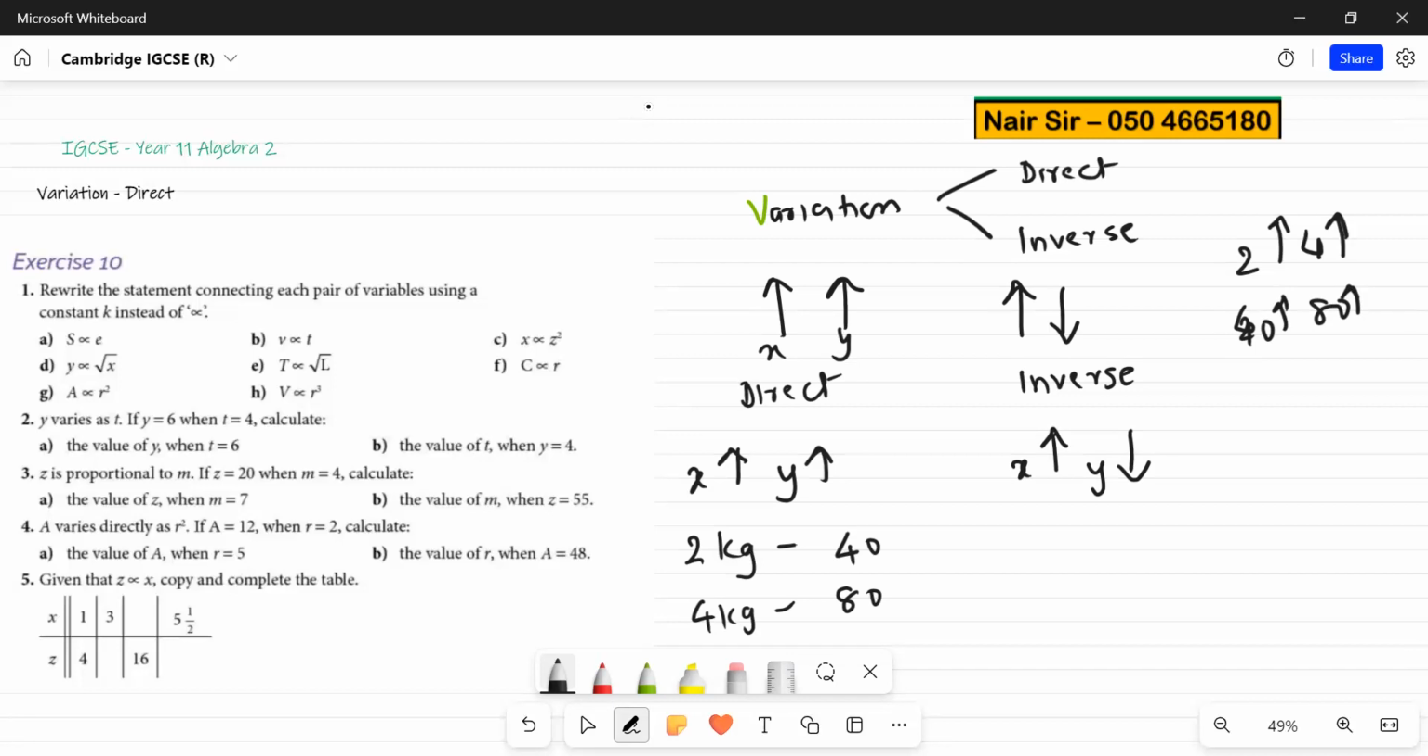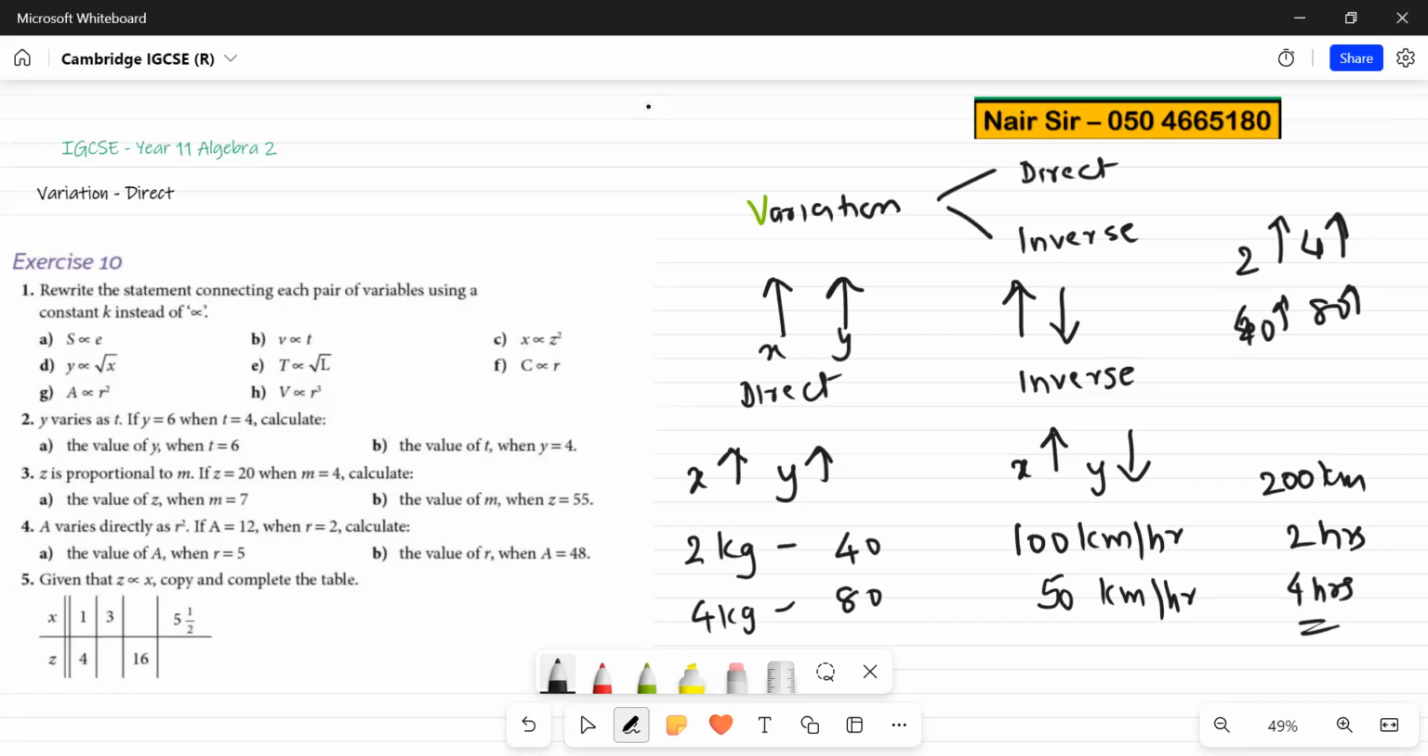The best example. And for inverse, let's say you are driving at a speed of 100 kilometers per hour, and the distance that you cover, say 200 kilometers, takes 2 hours. Now if I am driving at 50 kilometers per hour, what happens? I will be reaching my destination in 4 hours.